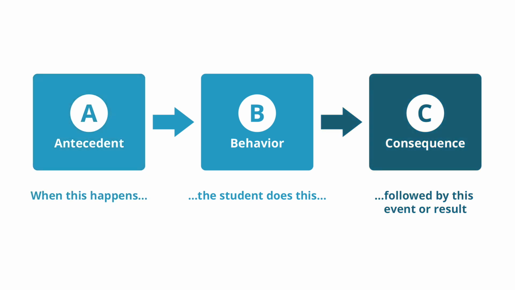A consequence is something that immediately follows the behavior. Some people think of a consequence as a negative thing, but that is incorrect. A consequence is simply something that happens after the behavior. In fact, consequences can be positive or negative.